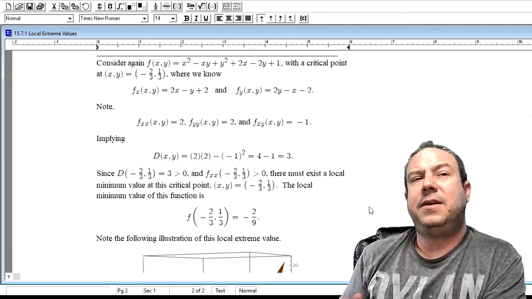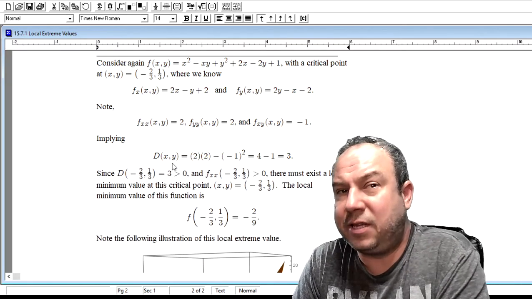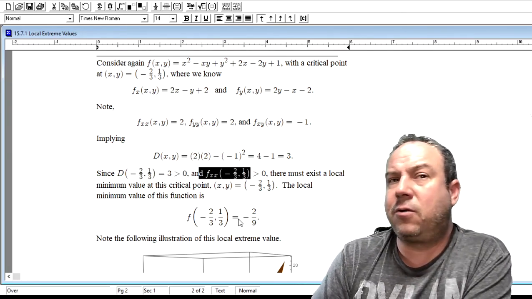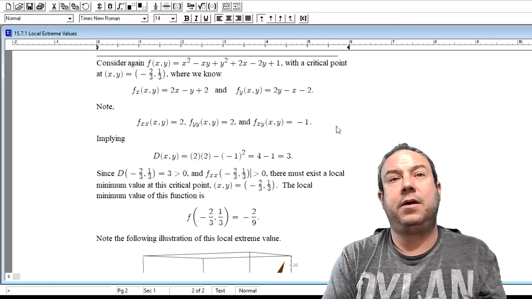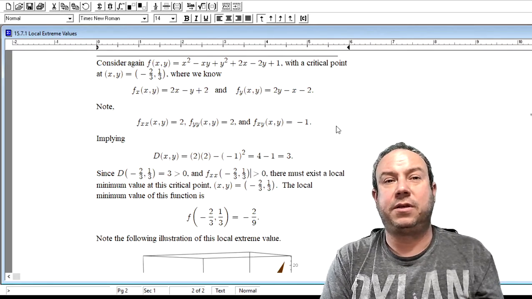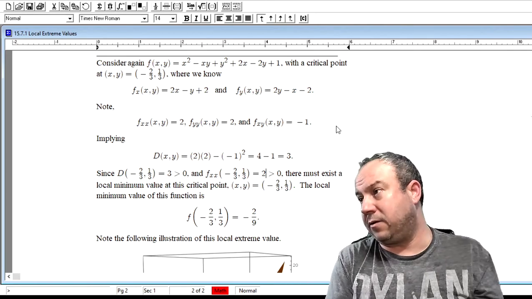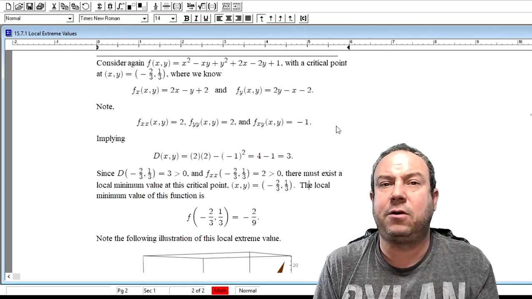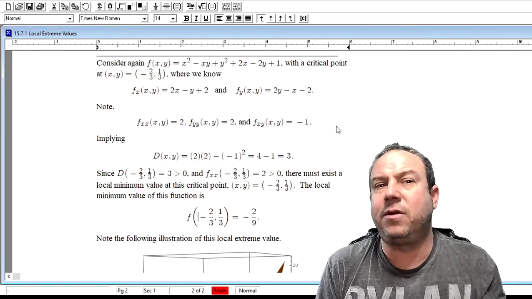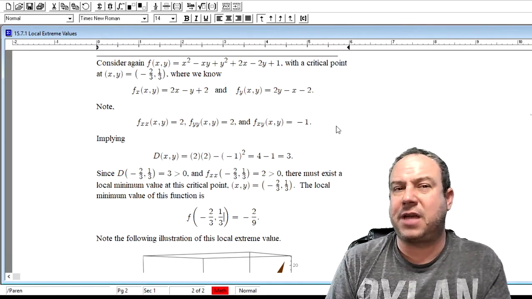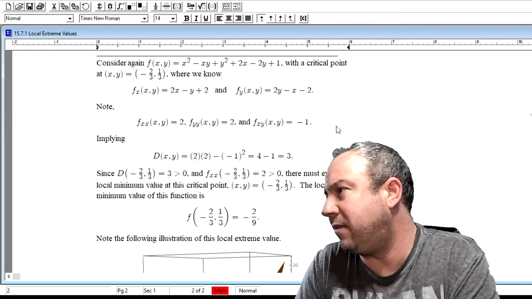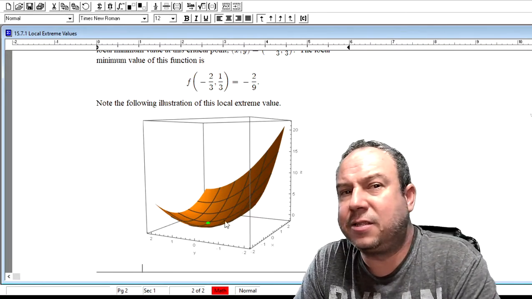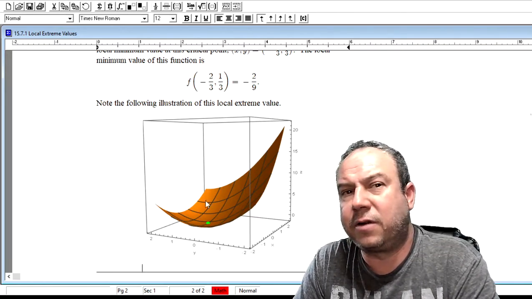Right? Since that discriminant is equal to 3 and greater than 0 at that critical point, and the second partial at that critical point equals 2 and is greater than 0, there must exist a local minimum value at that critical point. And the local minimum value of the function would be f at negative 2/3, comma 1/3, which would be negative 2/9 in value. And we can actually see that illustration here of our surface.